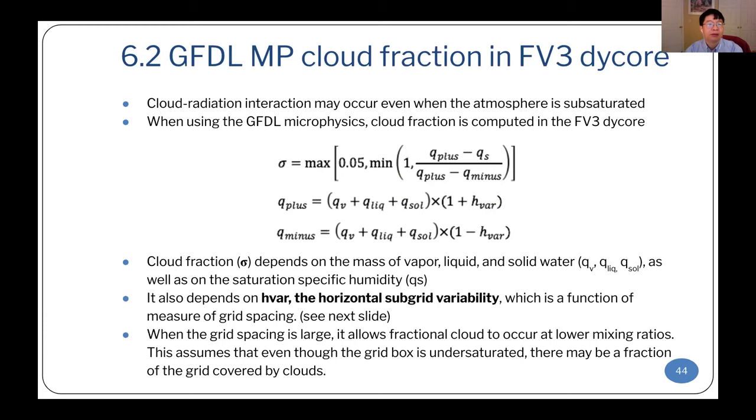The GFDL microphysics cloud fraction depends on the mass of vapor, QV, then liquid and solid water, as well as the saturated specific humidity. There is one variable, HVAR, here. This is the horizontal subgrid variable. So it's a function of a grid.